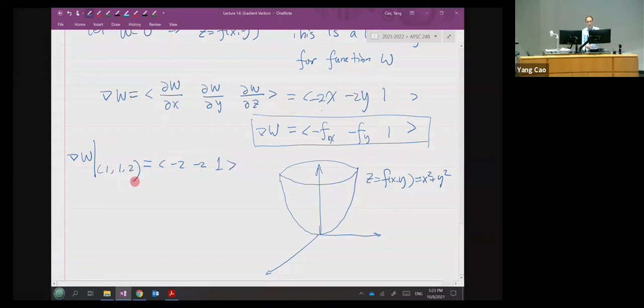So where is the point 1, 1, 2? Let's look at it. I'm going to use this to check. If I plug in x equal to 1 and y equal to 1, I get z equal to 2. So this 1, 1, 2, the point where we're asked to calculate the gradient vector, happens to be on this surface, z equal to x squared plus y squared. This is 1, and then 2 is right here. There you go. So this is 1, 1, 2 right here.